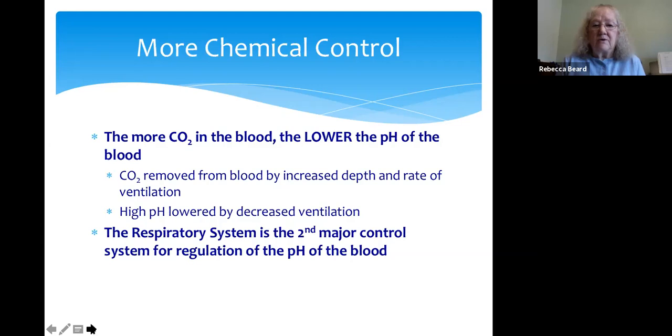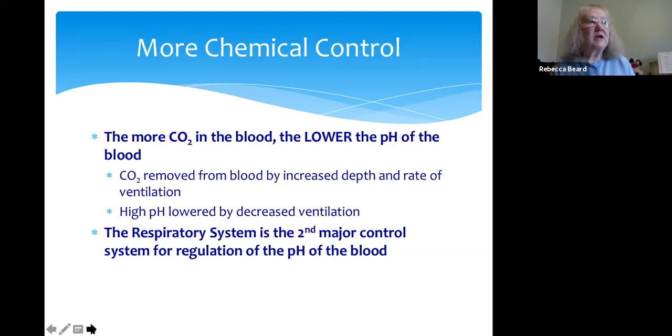So carbon dioxide is removed from the blood by increased depth and rate of ventilation. So if your blood pH is going a little bit too low, then you're going to be increasing your depth and rate of ventilation to get more carbon dioxide out of your blood. Now, if you have a high pH in the blood, if it's getting over toward the basic level, then there's going to be decreased ventilation, so you can keep more carbon dioxide in the blood because that forms the carbonic acid that brings the pH back down.